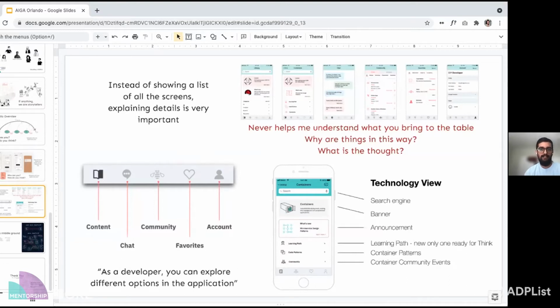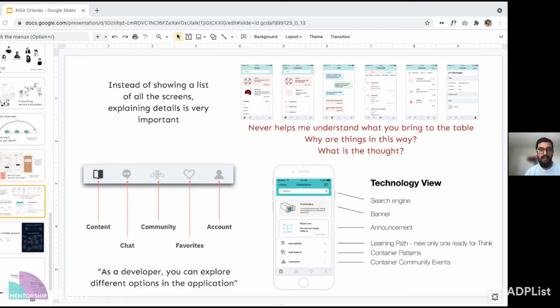But I wouldn't understand what exactly you as a designer bring to the table by looking at the top images or the views, what exactly you contributed to, why things are in this specific manner, and what the thought is behind each of these actions. Without knowing that, it's just going to be like any other portfolio out there. So this is a very good opportunity for you to explain what each of these things are, and why things are specified in a specific way.